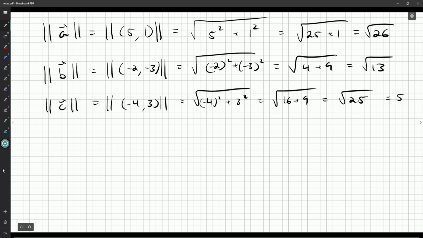But we're asked which vector has the greatest length. And if we keep them all under the square root sign, it's a lot easier to compare. Root 13 is smaller than root 25, which in turn is smaller than root 26. The bigger the number under the square root sign, the bigger the value. So it turns out A has the greatest length.